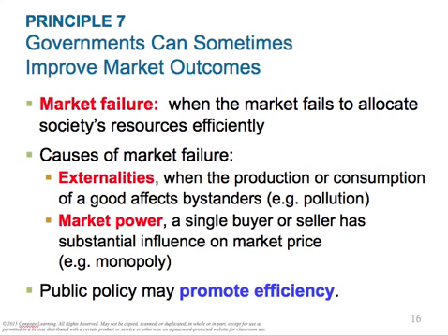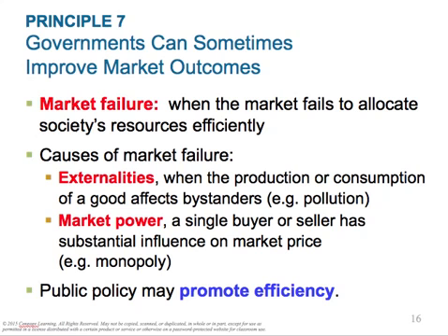They can also help out in cases of market failure, when the market fails to allocate society's resources efficiently. This could be for any number of reasons. Causes of market failure can include externalities, which is when the production or consumption of a good affects bystanders. Think of pollution. A manufacturer causes a great deal of pollution that affects society.